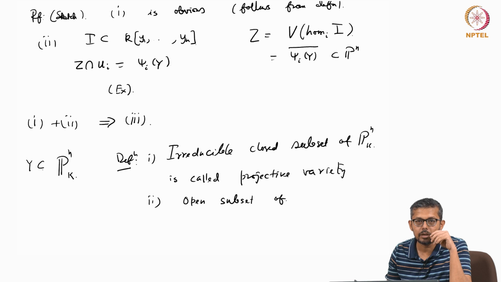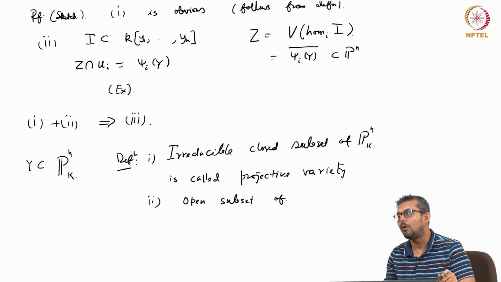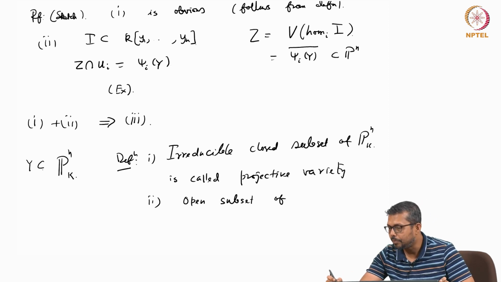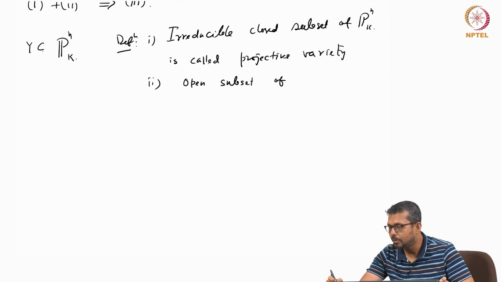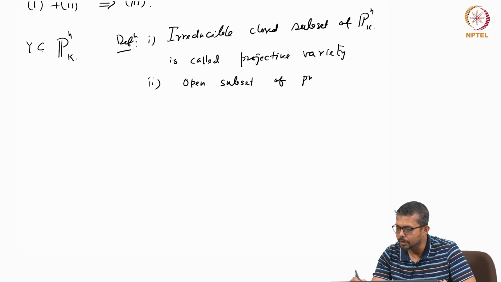Dimension of a variety, I did not. Dimension of a topological space I defined, right? Y1, Y2, Yn. Increasing chain of irreducible closed subsets. Open subsets, okay, I'll define them.